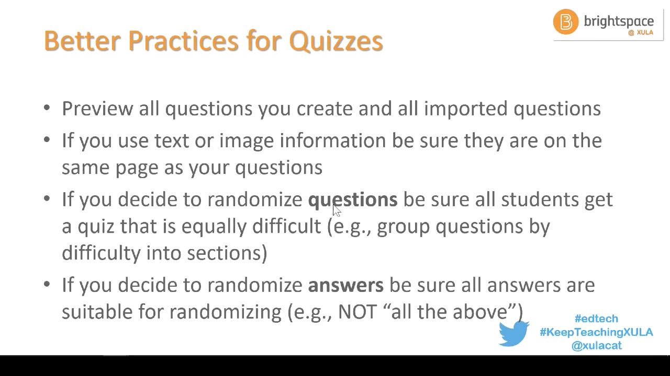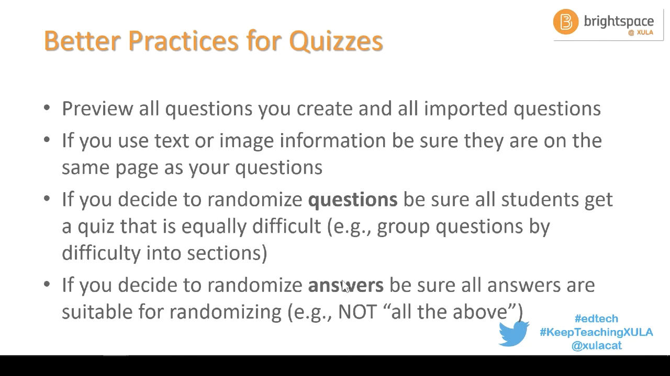If you decide to randomize questions, you want to make sure that all the students get a quiz that is equally difficult. And so remember my example of the random questions, you can actually group questions by section. So if I had 200 questions in my question pool, and I just tell the system that I want the students to get 25 questions each, it is possible, if I don't group them into sections, that someone could get a quiz perhaps that contains questions from earlier material, which might be easier than later material in the course.